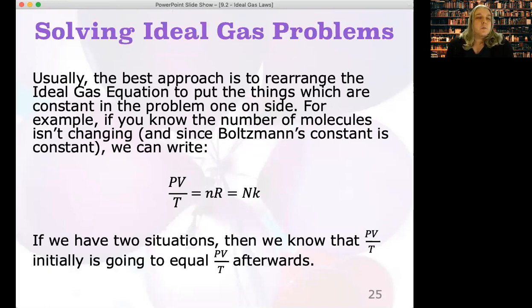So when you rearrange this, you put all the constants for the thing that are staying the same on one side and everything that's changing on the other. So if you've got PV over T, if you're going to change all three of them, then you'd put all of them on the left, and you'd leave nR or big NK on the right. And that means that if we've got two situations, then we know that PV over T initially is going to be the same as PV over T afterwards.